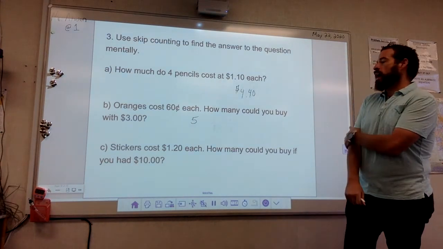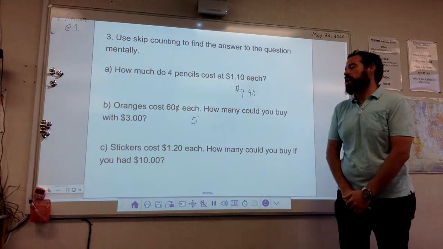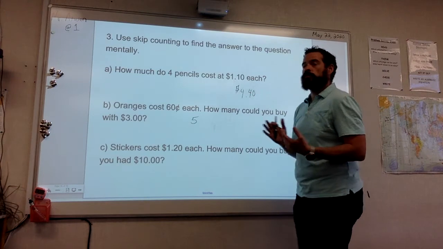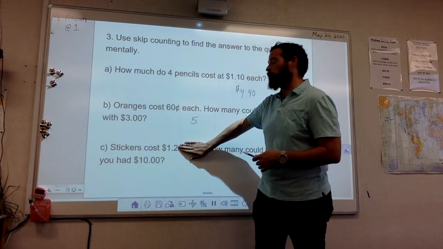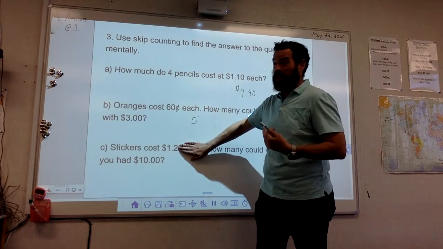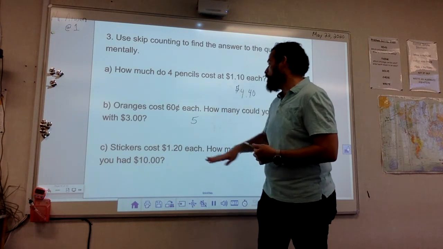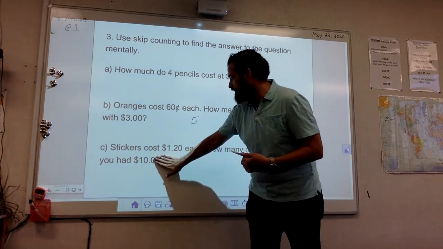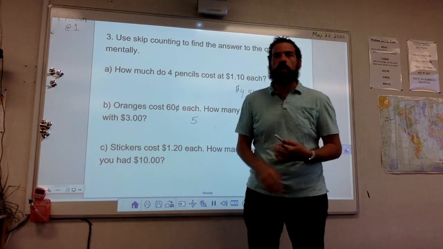Now the next one, stickers cost $1.20 each. How many could you buy if you had $10? And again, I can use that same strategy. I can take a 0 off here. So now I'm dealing with 12. I'm dealing with multiplication facts that we've gone over before. So I'm dealing with 12, and if I take a 0 off of here, I'm dealing with 100.